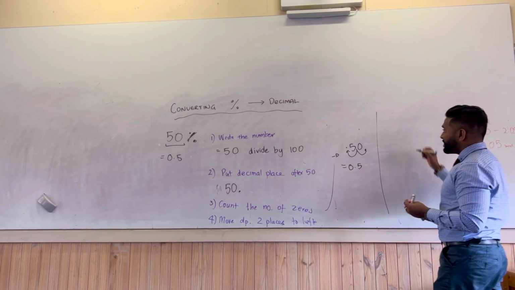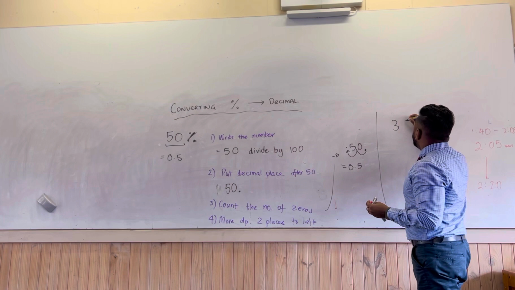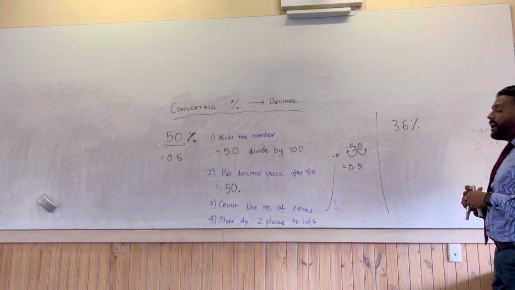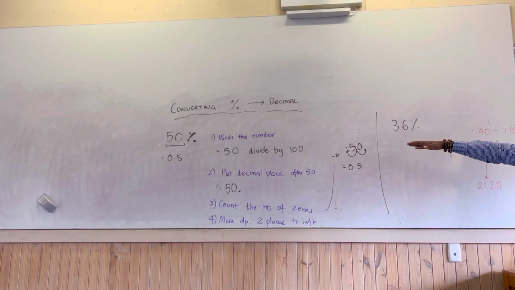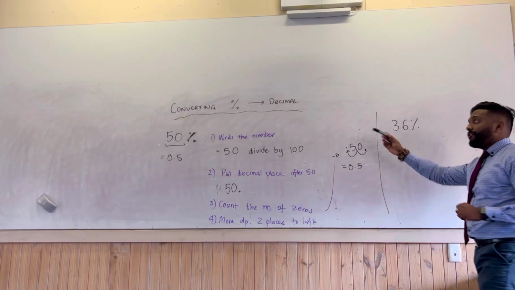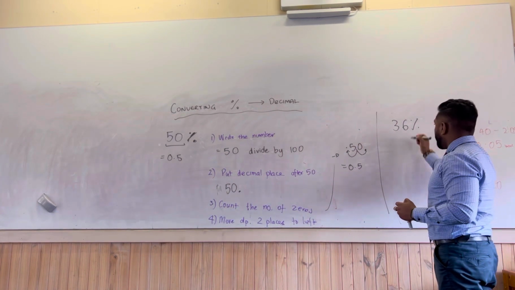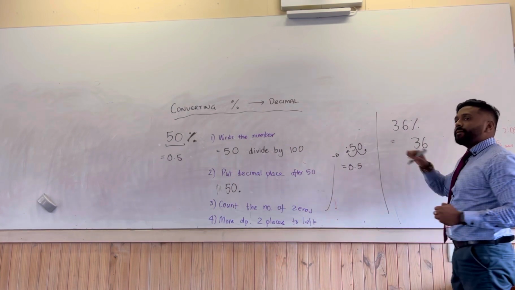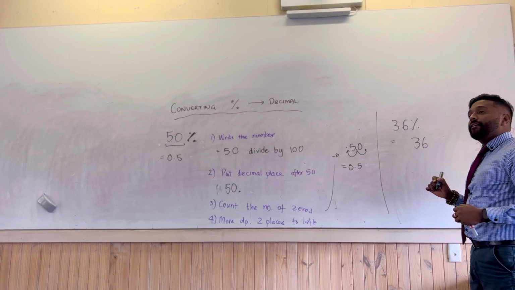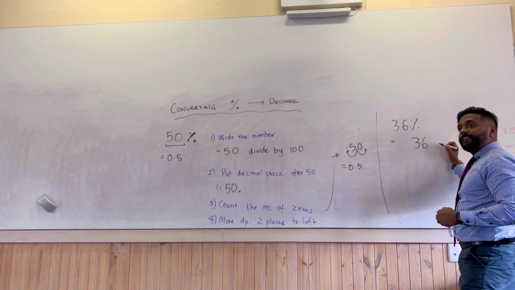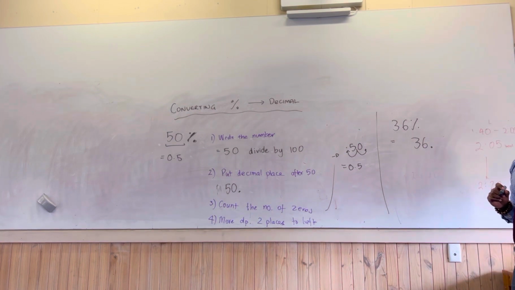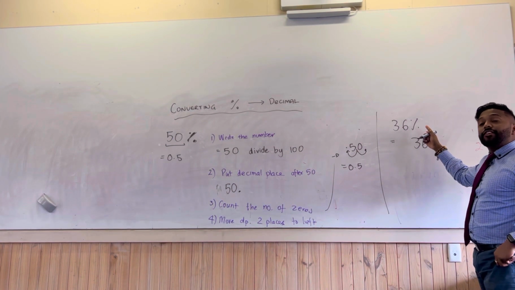So if I said, for example, 36%. What's the first step we do here, Ekim, from the rules that we need to follow? Write the number. What's the number? 36. What's the next step after that? Put the decimal place. Where are we going to put it? After the 6. Now what's the next step? Count the number of zeros that you're going to divide by.